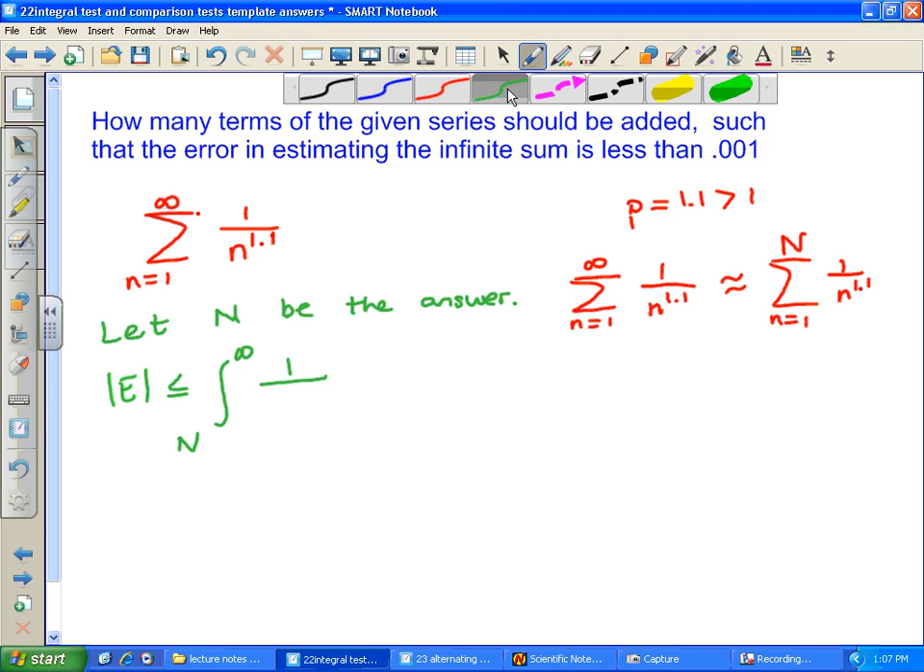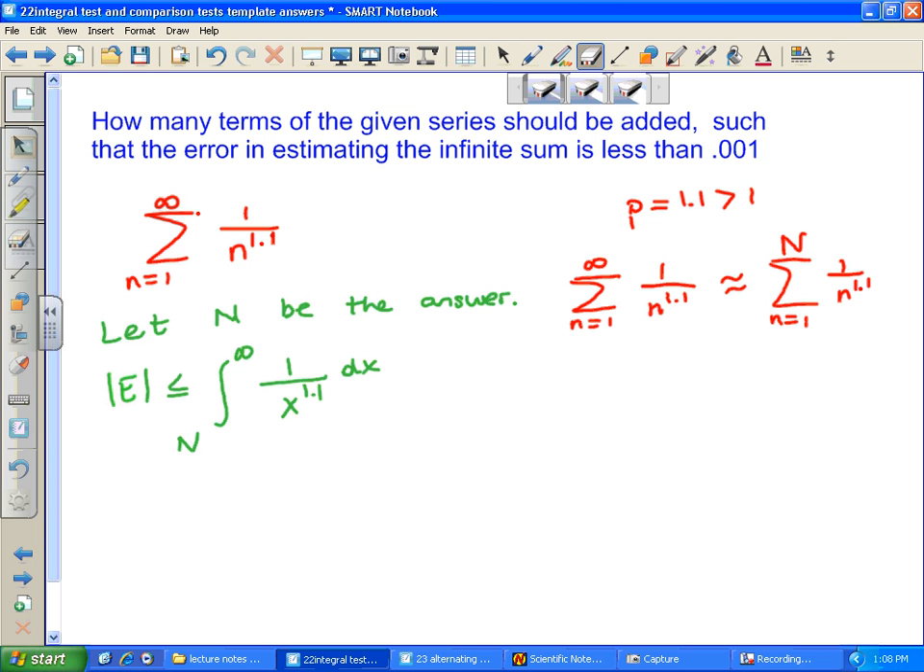Because we're just used to integrating in terms of the x variable, so we're going to put x to the 1.1 dx. Okay, so let's integrate this now. And we want that integral to be less than or equal to 0.001, which is 1 over 1,000. Okay. Let's do the left-hand side. What is the integral of the left-hand side?